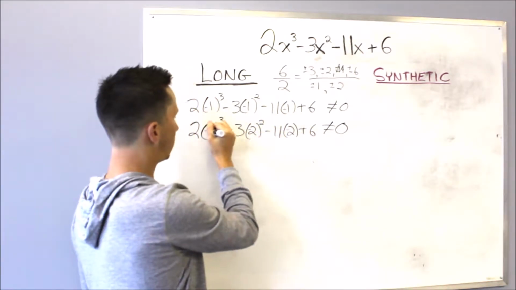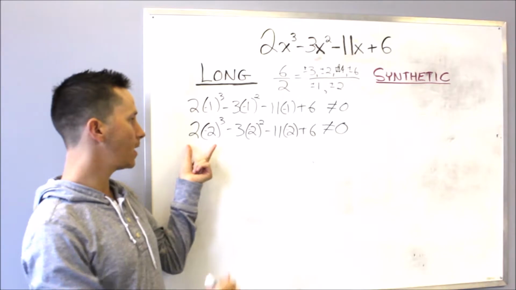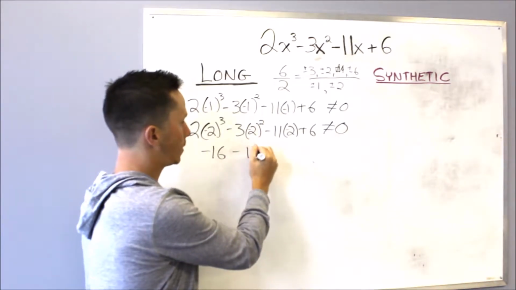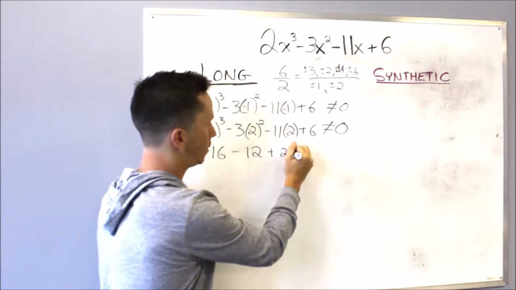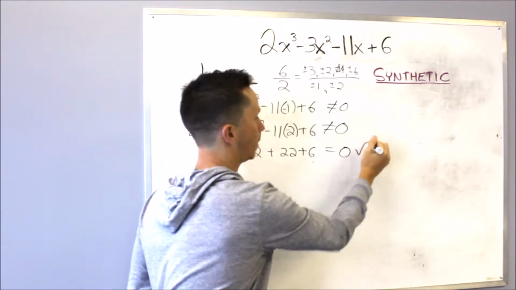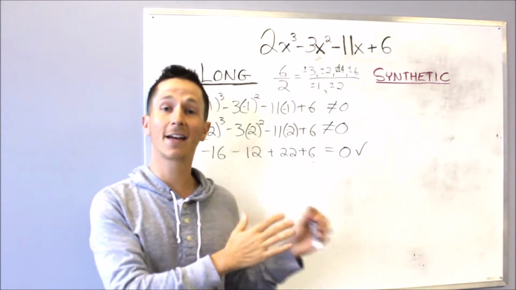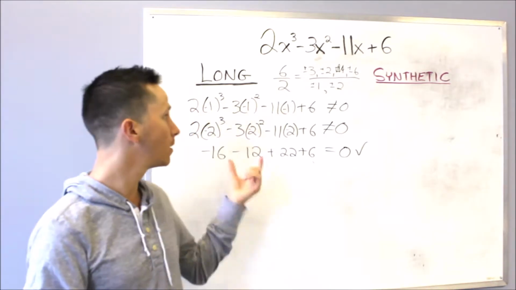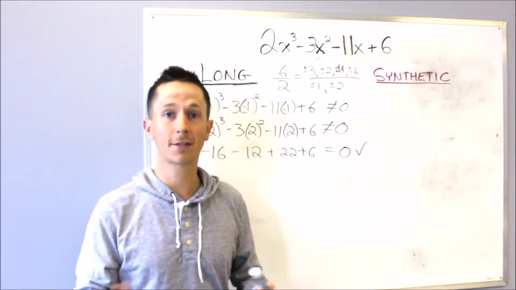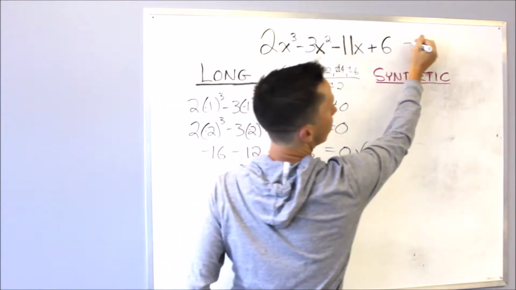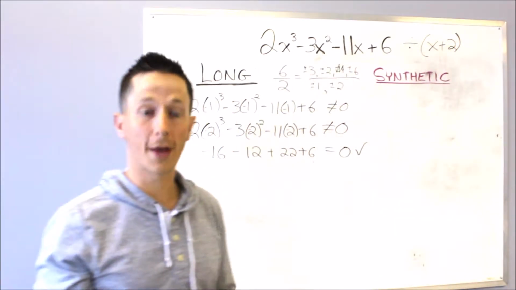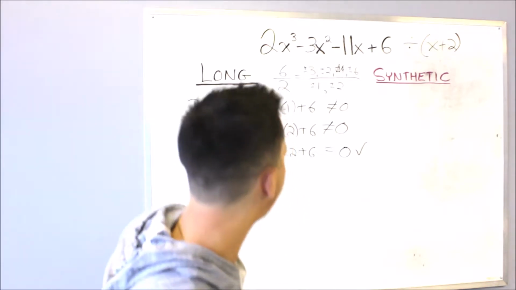Negative 2 in for each x. This is going to be negative 8 times 2, so negative 16. Minus 12 still. Plus 22 plus 6. And then we have negative 28 plus 28. That equals 0. Great. So we found that when we plug negative 2 in, this is what the factor theorem says. We plug negative 2 in for x, the whole polynomial equals 0. That means x plus 2 is a factor. So we're going to divide this by x plus 2, because we know that's a perfect factor that will make the whole thing 0.